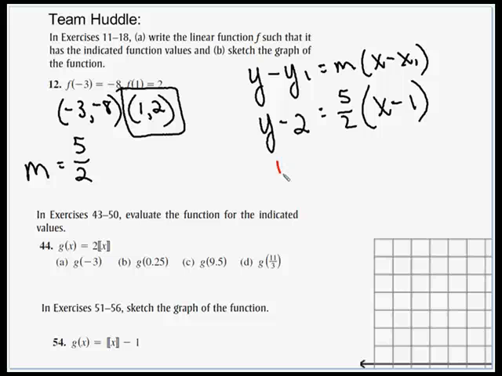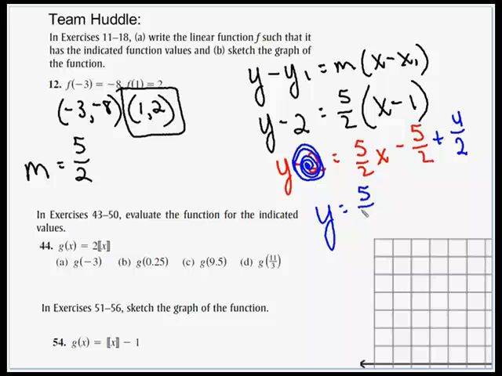Let's distribute the 5/2. y minus 2 equals 5/2 x minus 5/2. And to get rid of this subtract 2, let's add 2 to both sides. Or 2 with a common denominator of 2 would be 4/2. 4 divided by 2 is 2. So we have y equals our 5/2 x. Negative 5/2 plus 4/2 is minus 1/2. And let me sneak over here and rewrite that a little nicer. y equals 5/2 x minus 1/2.